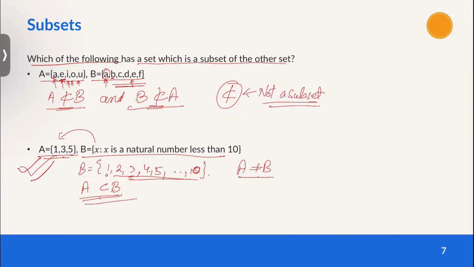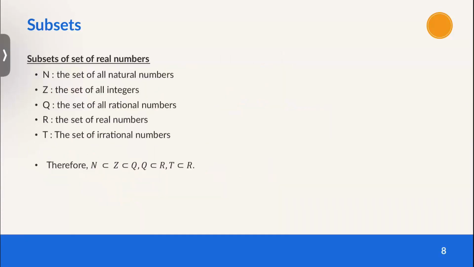So we are moving into the next slide. Now we have here the subsets of the set of real numbers. In the previous lecture, we discussed some of the sets of numbers in mathematics, so we have written them here. N is the set of all natural numbers. Z is the set of all integers. Q is the set of all rational numbers. R is the set of real numbers. T is the set of irrational numbers.